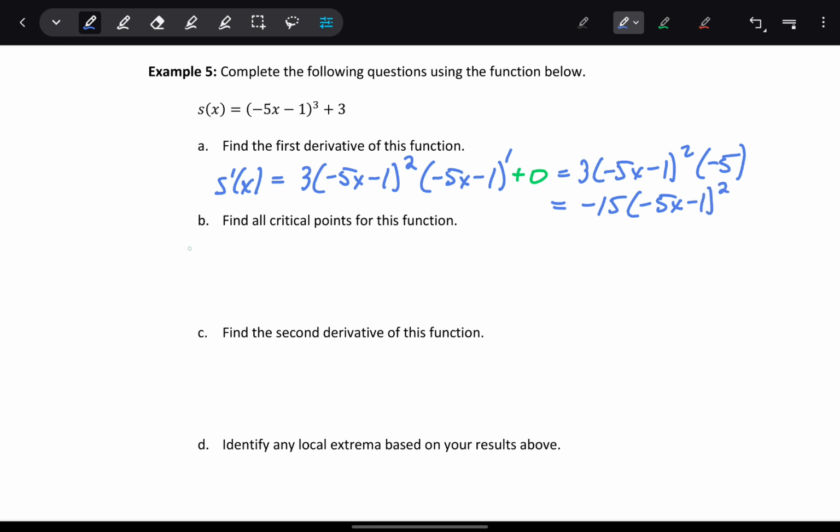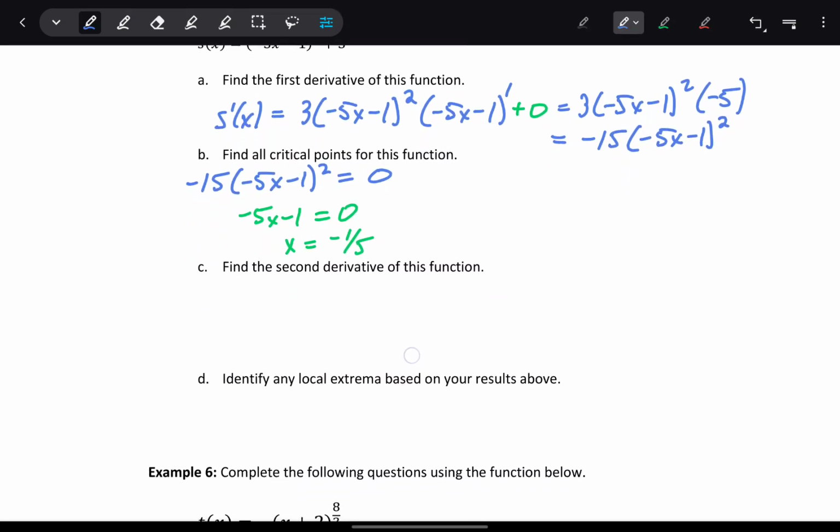In order to find critical values, we still take that derivative function and set it equal to 0. In this case, all we need to do is look at solving negative 5x minus 1 is equal to 0, which will give us x is equal to negative 1/5. This means we have a single critical value.